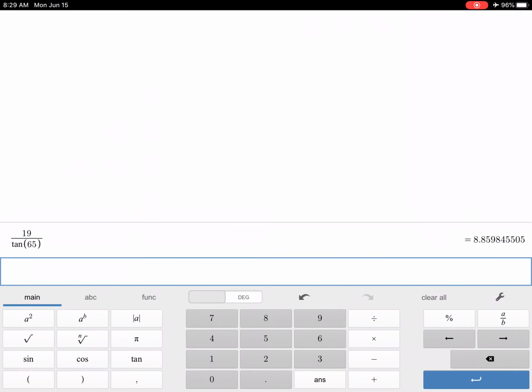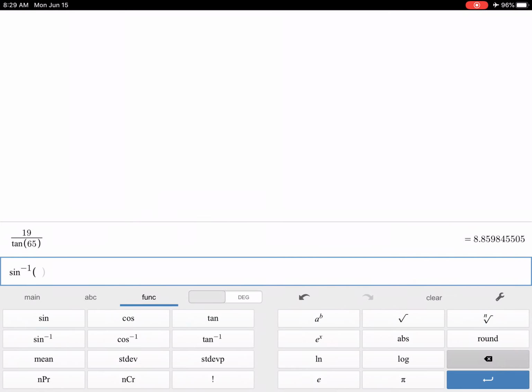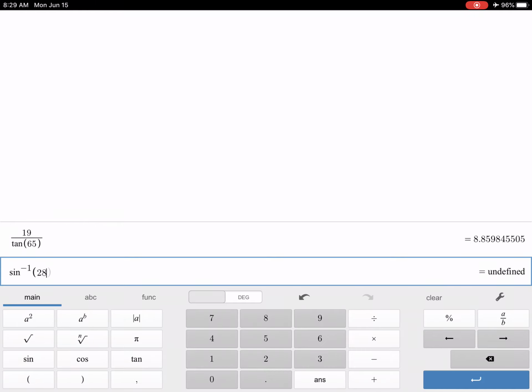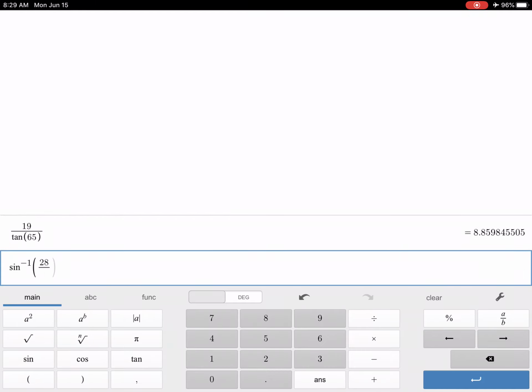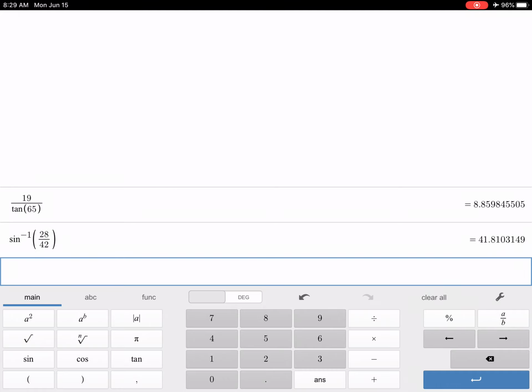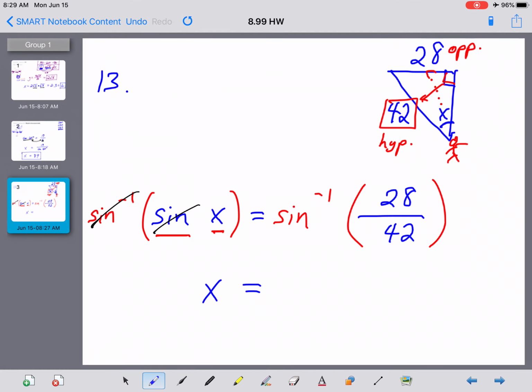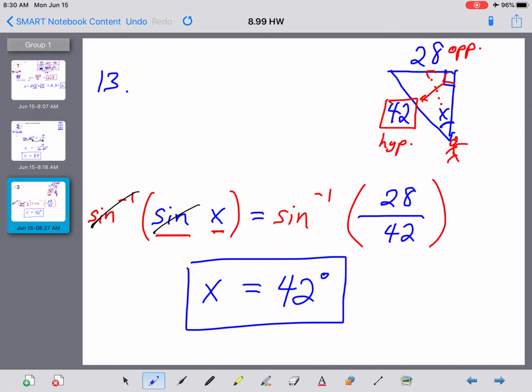It's a little goofy on this calculator. I have to hit this function button, inverse sine, and here we go, 28. And again, you can use your fraction key here, or you can just use the division key. It works the same either way on this calculator. I ended up with 41.8. Now, reading my directions, it says find the measure of the indicated angle to the nearest degree, so that is going to round to 42 degrees. So x is 42. We were talking about an angle measure here, so I'll put that degree sign there, and there we go. That's how we do a problem like that.